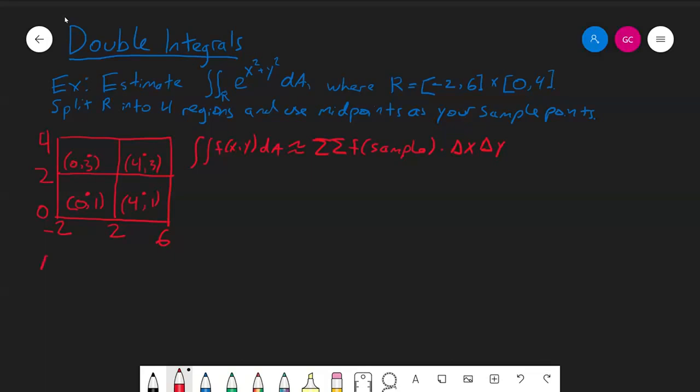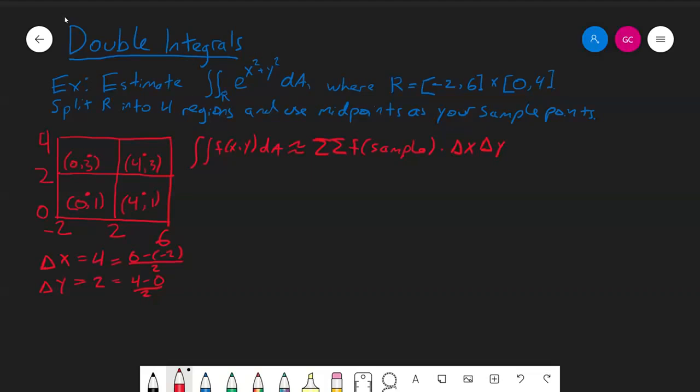So in this case, delta x, that's the width of these rectangles. So from -2 to 2, or from 2 to 6. And they all have a width of 4. Another way of thinking about that is that's the same as the original x length. All the way from -2 to 6 would have been 8, but we cut it up into 2 pieces. And same thing with the delta y. So delta y in this case is going to be 2. And that comes because the original y length was 4, and I cut it into 2 pieces.